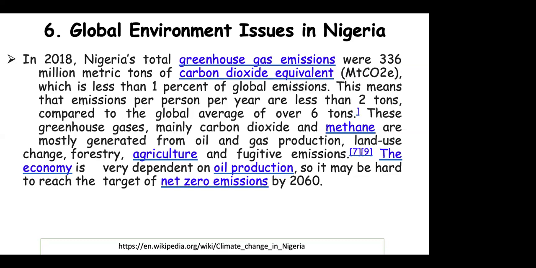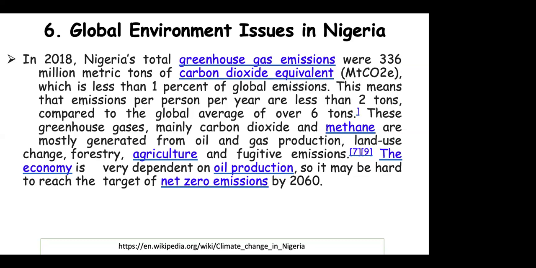The emission per person per year is less than 2 tons, as compared to the global emission of 6 tons per year, right? So for the first time, the Nigerian situation looks better than the global one. And these gases are generated majorly in Nigeria in the oil and gas production sector. Okay?